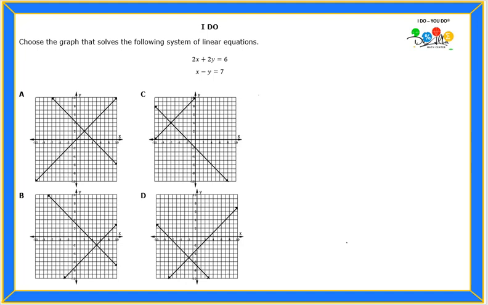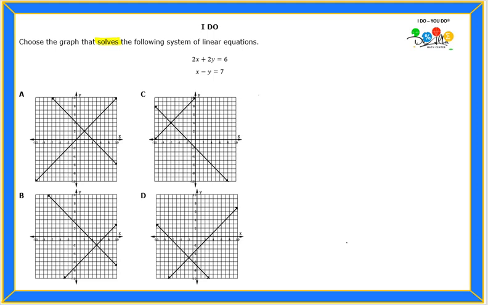And it says, choose the graph that solves the following system of linear equations. 2x plus 2y equals 6, x minus y equals 7. So we're going to be looking for the what? The solution, right? Because it says choose the graph that solves. So that's basically what we're looking for. We're looking for the solution.